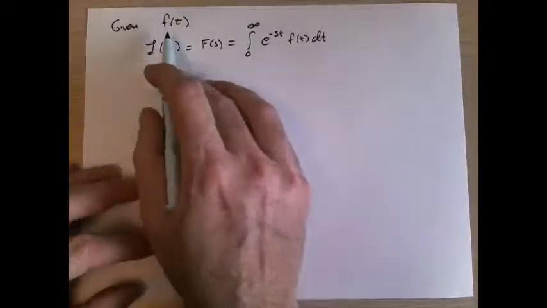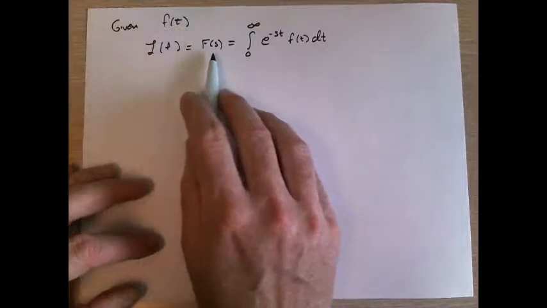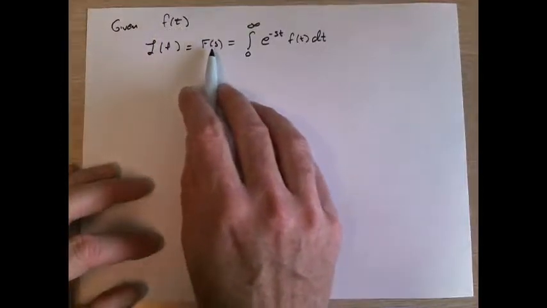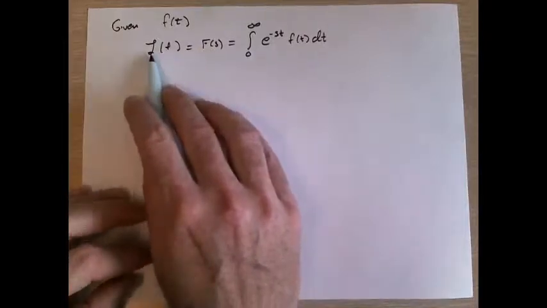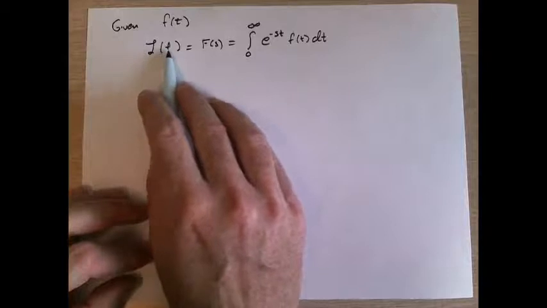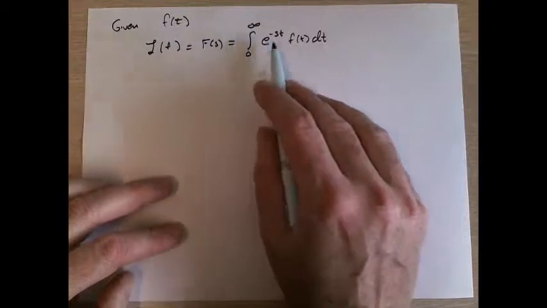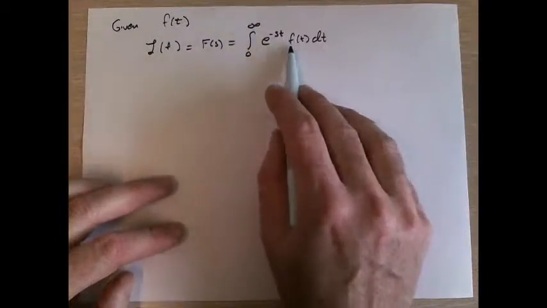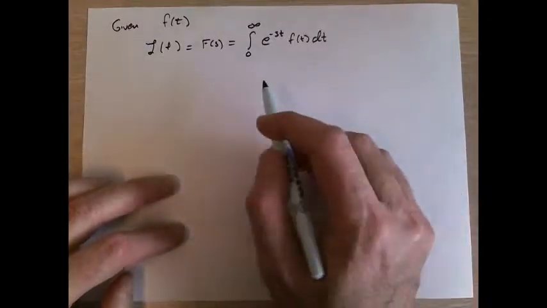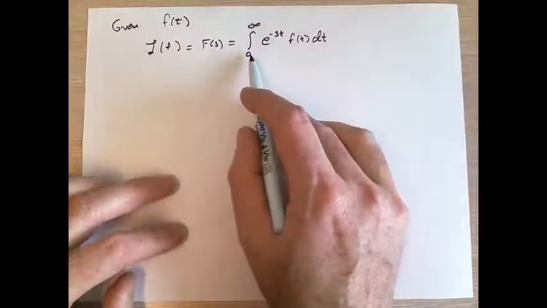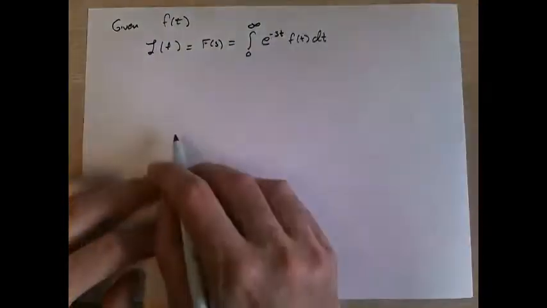So here's the definition. If you're given a function f of t, then I'm going to define a function of s, which I'll call capital F. So I use this notation: the Laplace transform of f equals capital F of s, and it is the integral from 0 to infinity of e to the minus st times f of t dt. Okay. Now, I'm hoping you watched some of the videos on improper integrals so that you have some notion of how we're going to do this improper integral from 0 to infinity.